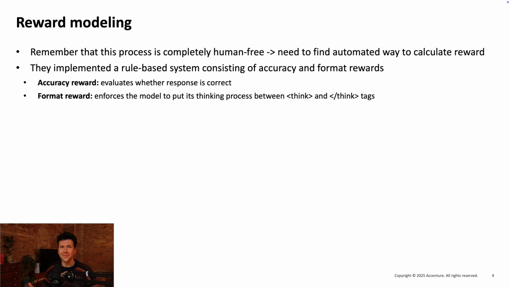For example, if they say solve this equation and the answer is 3, they can just check if the LLM outputted the answer 3. They also used a format reward, which forces the LLM to put its thinking process between two tags.